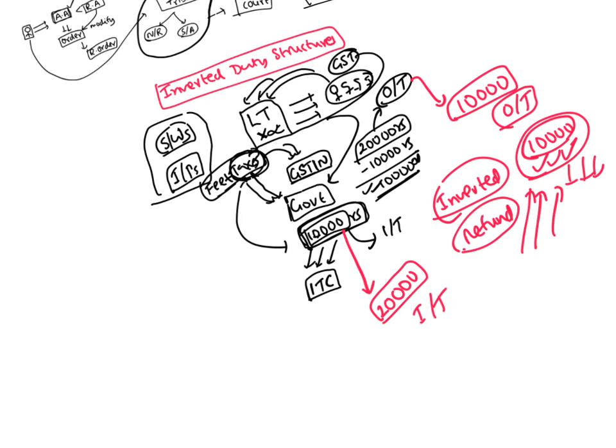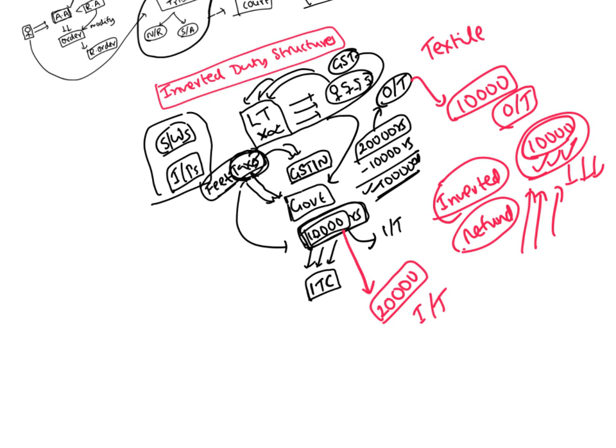Are you getting this? This is called inverted duty structure, wherein the output tax is less than input tax and your money remains with the government. And this situation is prevalent especially in the textile segment.